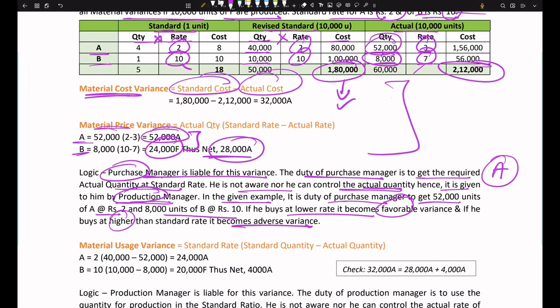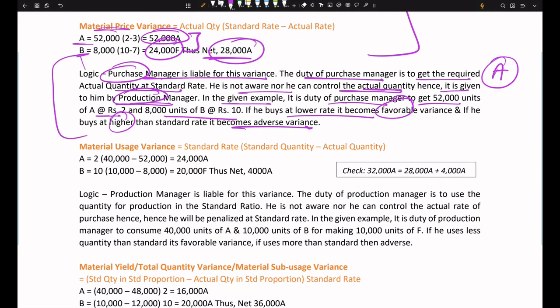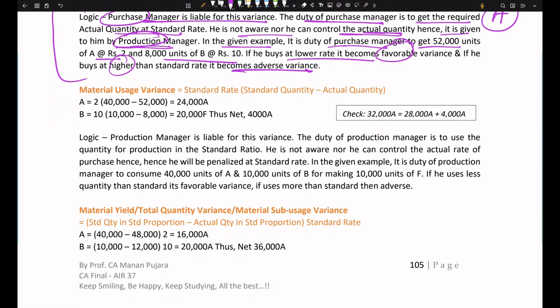This logic you can just ignore, just understand how these variances are calculated, because only this will be asked in the exam. This is not of any relevance in the MCQ exam. This is just for logical purposes.